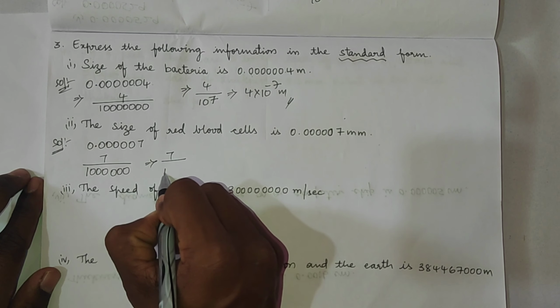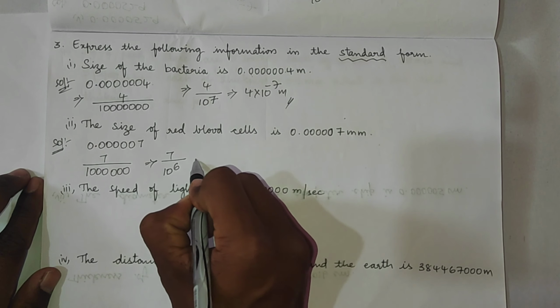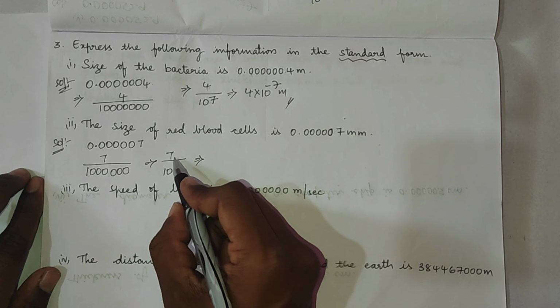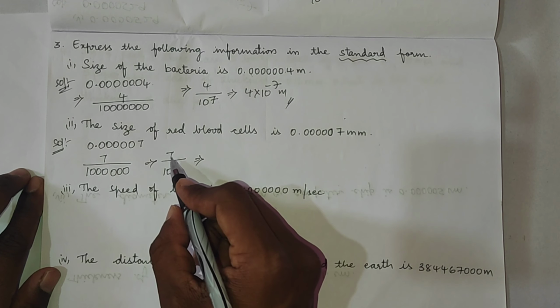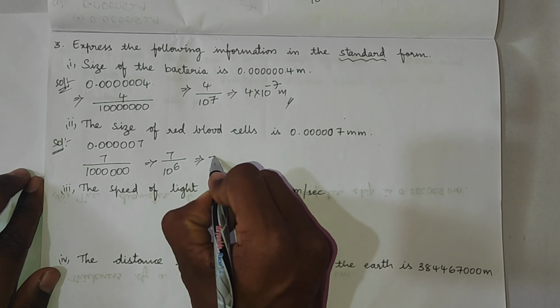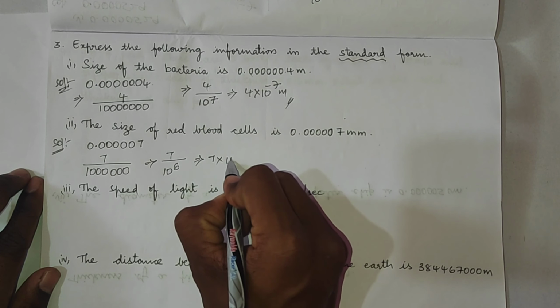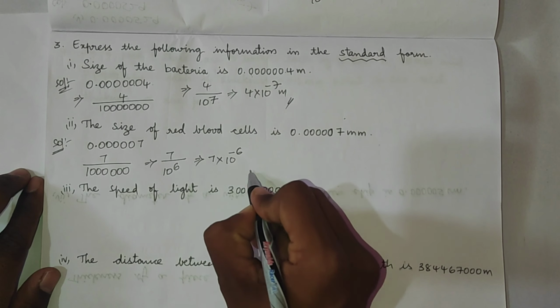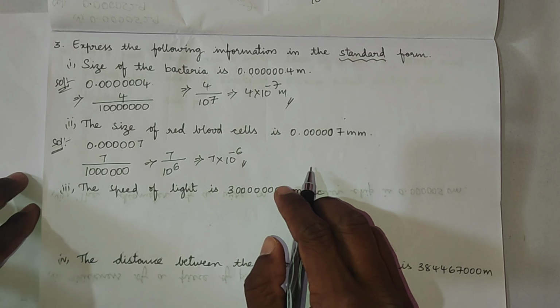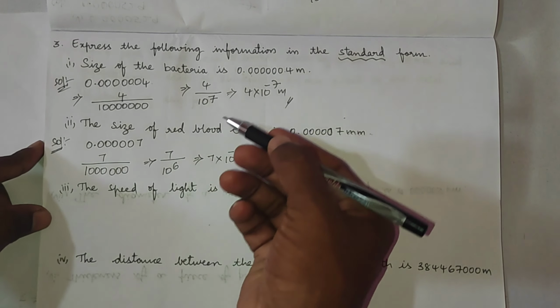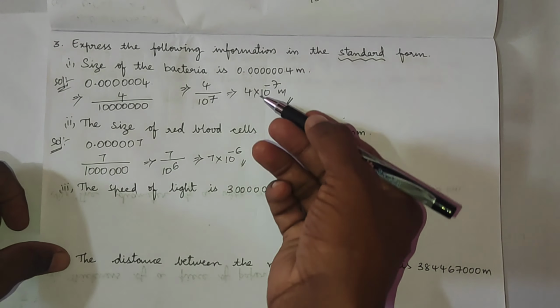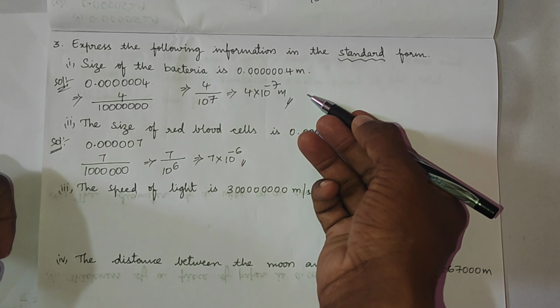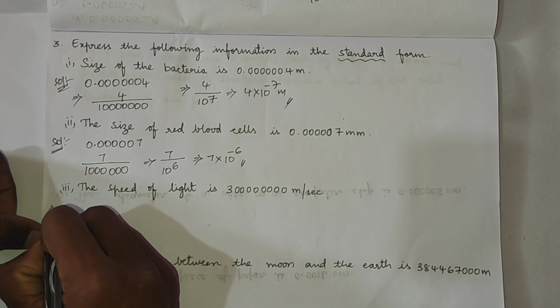Zeros are 6 here, so 10 to the power of 6. Again with the formula 1 by a to the power of n equals a to the power of minus n, it is 7 into 10 to the power of minus 6, which is the answer. These I am writing directly; if you want to take a decimal like that, you can also do that. Next one, the third one.